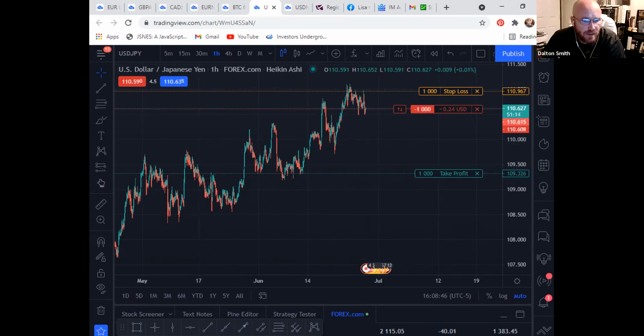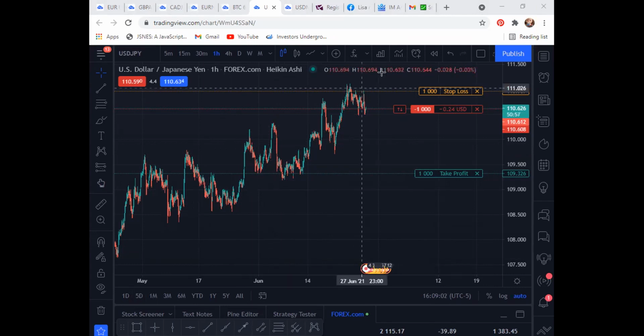Do you have any questions about this? No. Okay. Do you have any other questions about TradingView? Yeah, what does the sell stop and the buy stop mean?